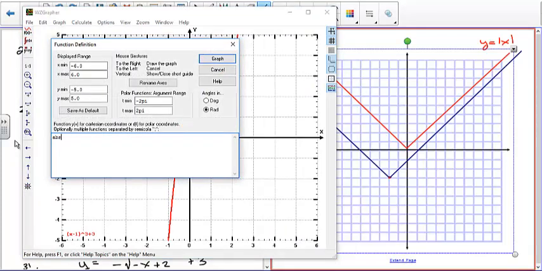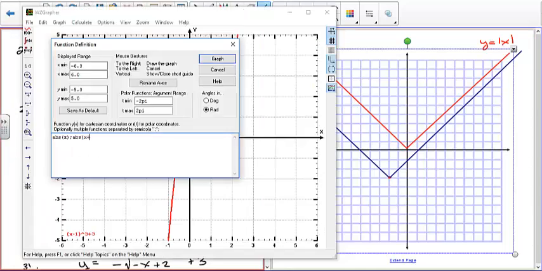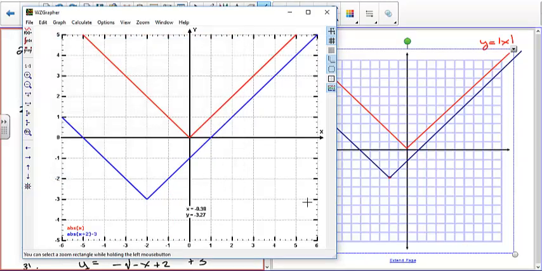So we have the absolute value of x, which is a common or parent function, and then we have the absolute value of x plus 2 minus 3. So there it is. Looks pretty close, doesn't it?